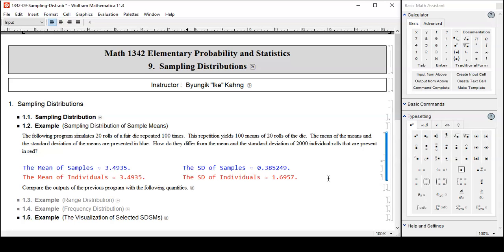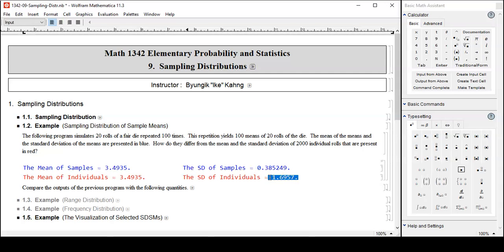All right? We're talking about 100 repetitions of 20 rolls, and 20 rolls will give me a mean, and then a second mean, third mean, and then we have the 100th mean. So we have those 100 averages, and with those 100 averages, let's consider the standard deviation of those 100 numbers. And that's this simulated number.